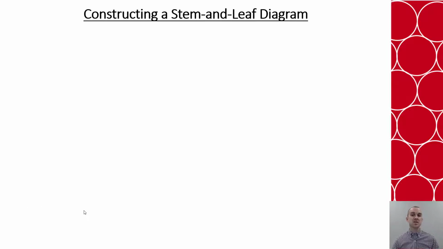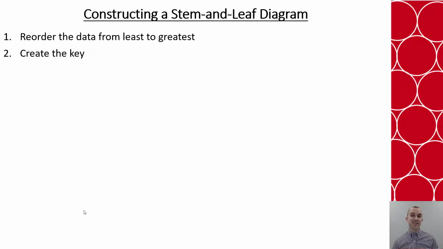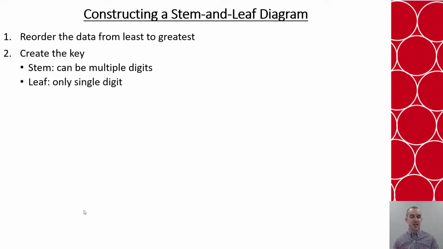Now, when we're constructing a stem and leaf diagram, the first thing I like to do is to reorder my data from least to greatest. I find it very helpful to create it in this way. The next thing is to create the key. The key will help me understand how to actually create the stem and leaf diagram. The stem can have multiple digits, as we just saw, but the leaves are always the single digit that is the least digit in the set of numbers. If it's the 1s, then the leaves are 1s. If it's the 10ths, the leaves are 10ths. If it's thousands, the leaves are thousands. But the stems are going to change based on what we need for our leaves.